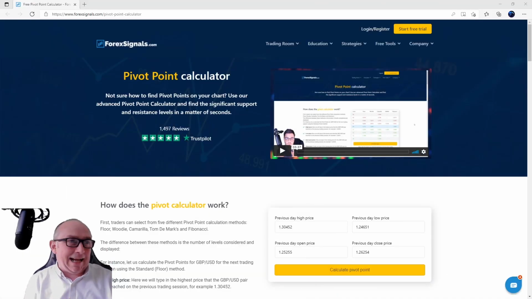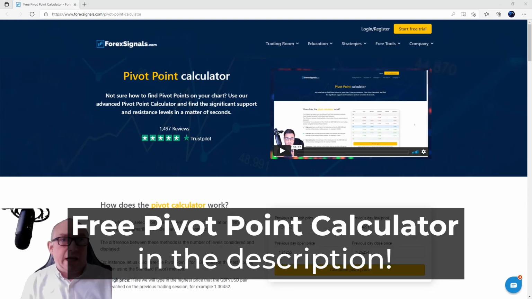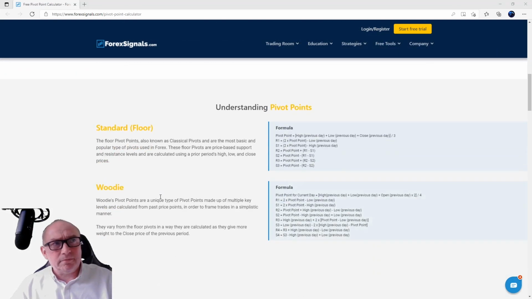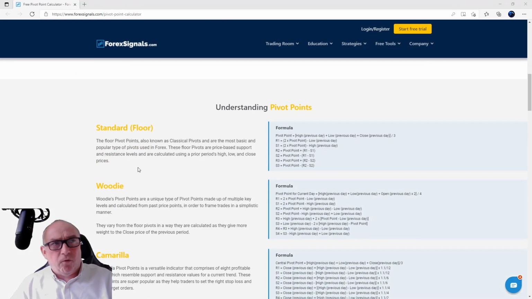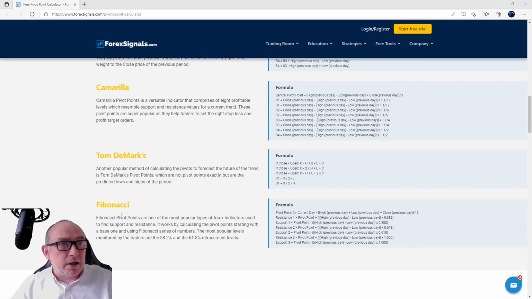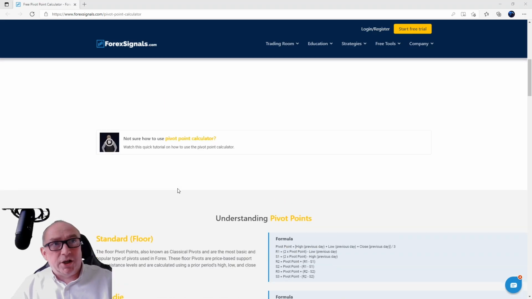Now you can access this by going to the link in the description tab. It will take you directly to this page. It gives a brief description of what the pivot calculator does. If you scroll on down, you'll see the different forms of pivot analysis. You've got the standard floor, which I've already discussed on the interactive board. You've got the Woody, the Camarilla, the Tom DeMark's, the Fibonacci. If you go to the right, you'll see the formulas that pertain to those different pivot calculations.